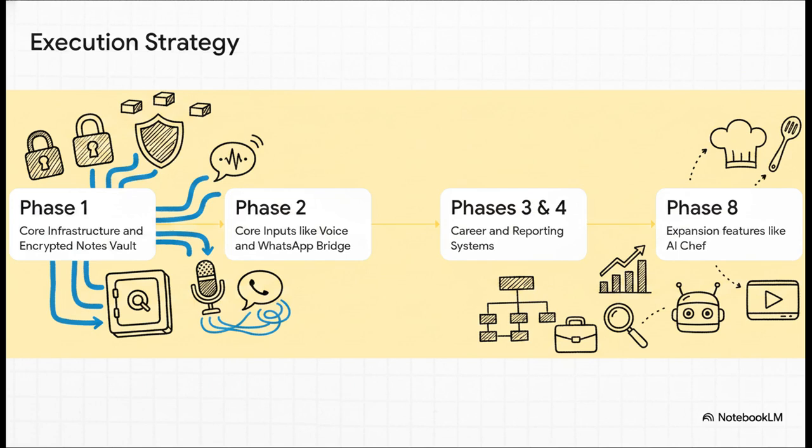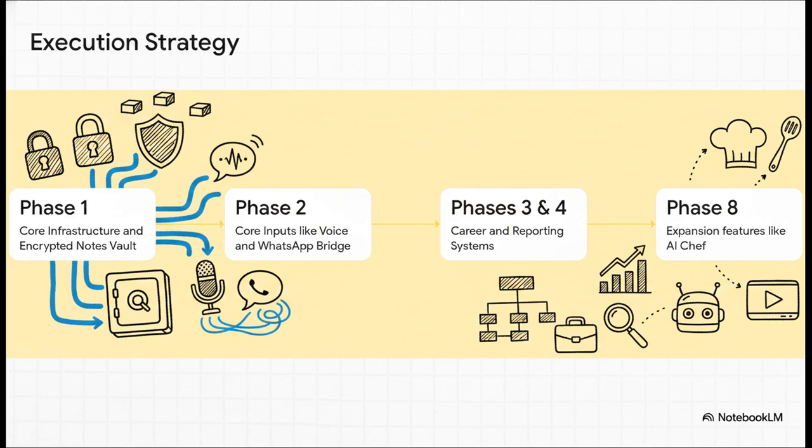This execution strategy shows exactly why foundational data pipelines have to come first. Phase 1 strictly locks down the core infrastructure by establishing an encrypted notes vault. Phase 2 opens up the input gates with voice and WhatsApp bridges. And it's only after those data pipelines are entirely secure that we see phases 3 and 4 introduce the more complex career and reporting workflows.